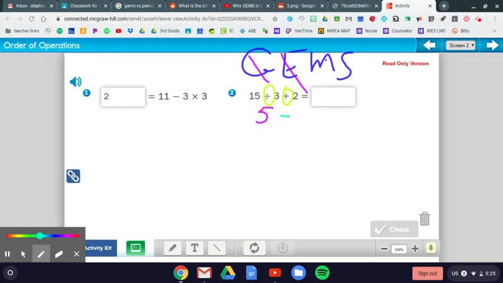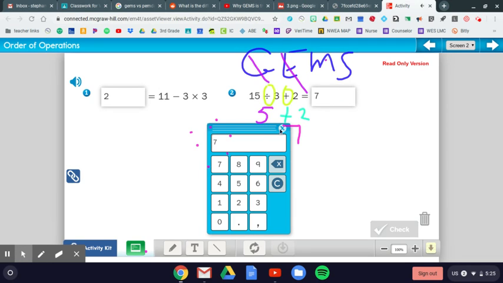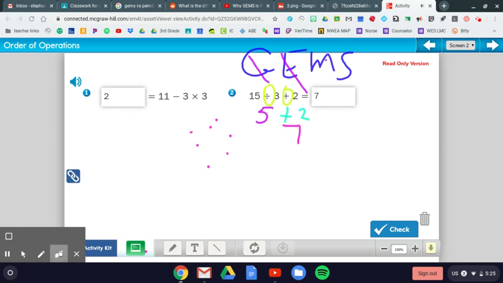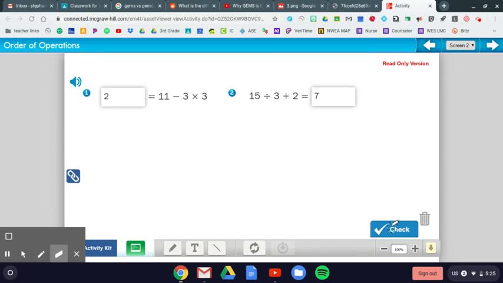I'm not done. I still have a plus 2 over here. So now I have 5 plus 2. I know that 5 plus 2 is 7. Click on my answer here. Here's 7. Erase. Am I correct? Let's find out.